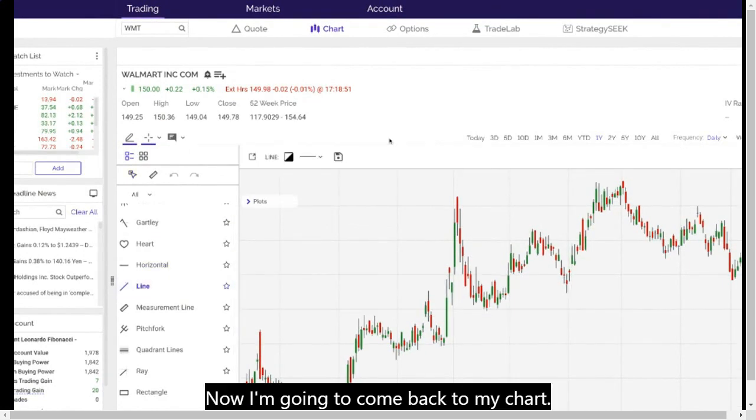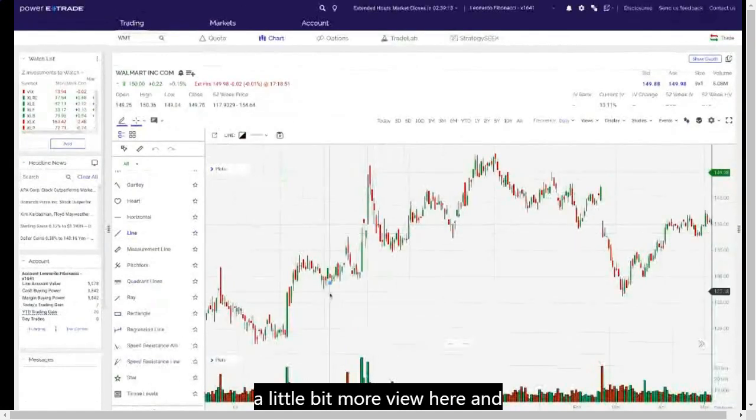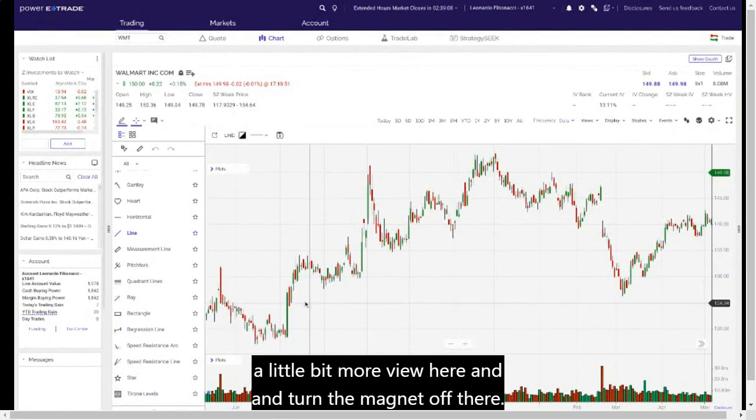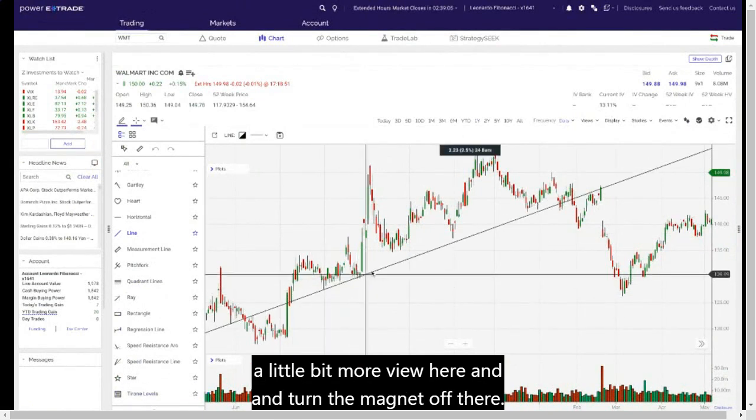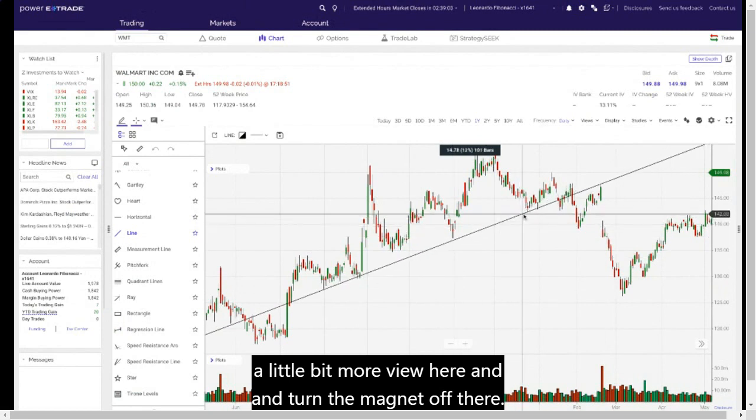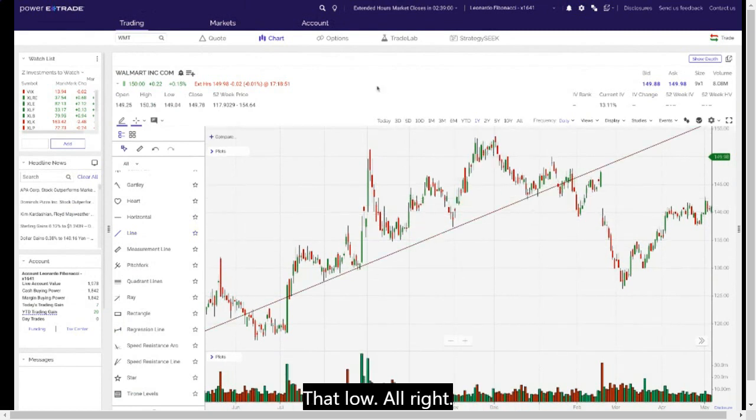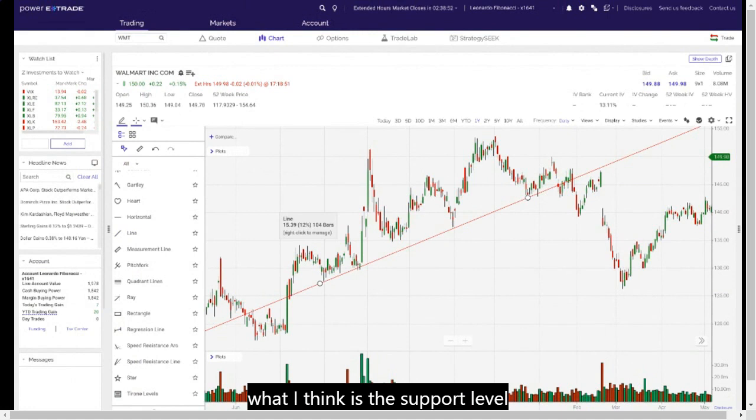Now I'm going to come back to my chart. I'm going to zoom out so I get a little bit more view here. And I'm going to turn the magnet off there. Let's say that I want to go from that low to perhaps that low. All right? Notice now that I have drawn freehand what I think is the support level in this period of an uptrend. I've got a support touch here, a touch here, a touch here. I get 3, 4, 5 data points.